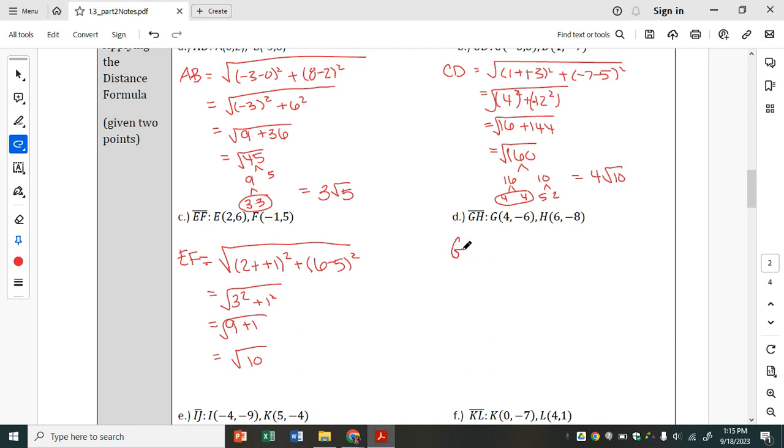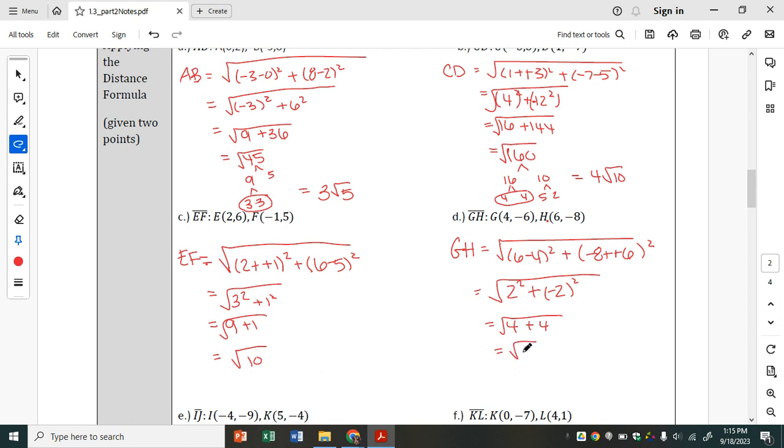On D, if I wanted to find GH, same thing. It doesn't matter which one you start with. I'll go back to the second minus the first. I'll do 6 minus 4 squared. And then negative 8 minus negative 6 squared. Double negative again. So 6 minus 4 squared would give me 2 squared. And then negative 8 plus 6 would give me negative 2 squared. Okay, so I have 4 plus 4 again.